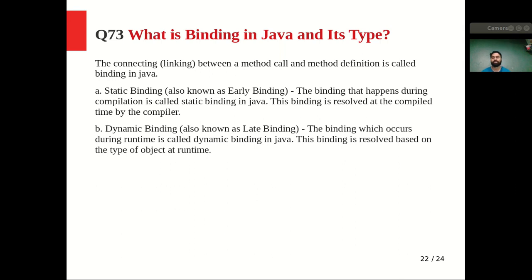The second point is dynamic binding or late binding. The binding which occurs during runtime is called dynamic binding in Java. This binding is resolved based on the type of object at runtime, right? At runtime, with the type of object, it is decided which method should be called. So this is dynamic binding.